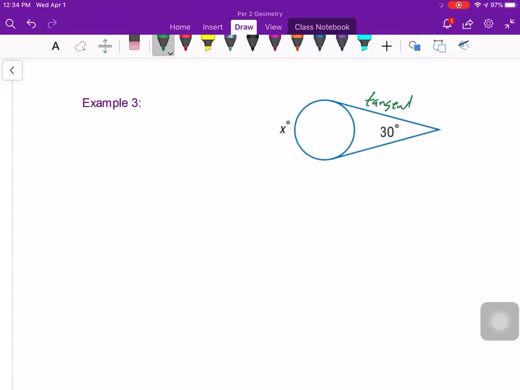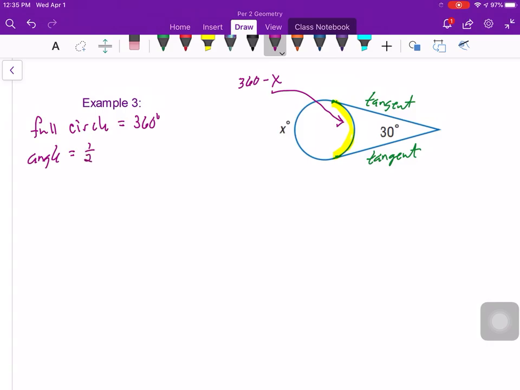Okay, let's try another. Now this time we have two tangents. This is a tangent. It touches just once. And the bottom one is also a tangent. And they didn't give us both of the arcs. They didn't give us this arc right over here. But we do know a full circle equals 360 degrees. So that means this part right here is going to be 360 minus x.